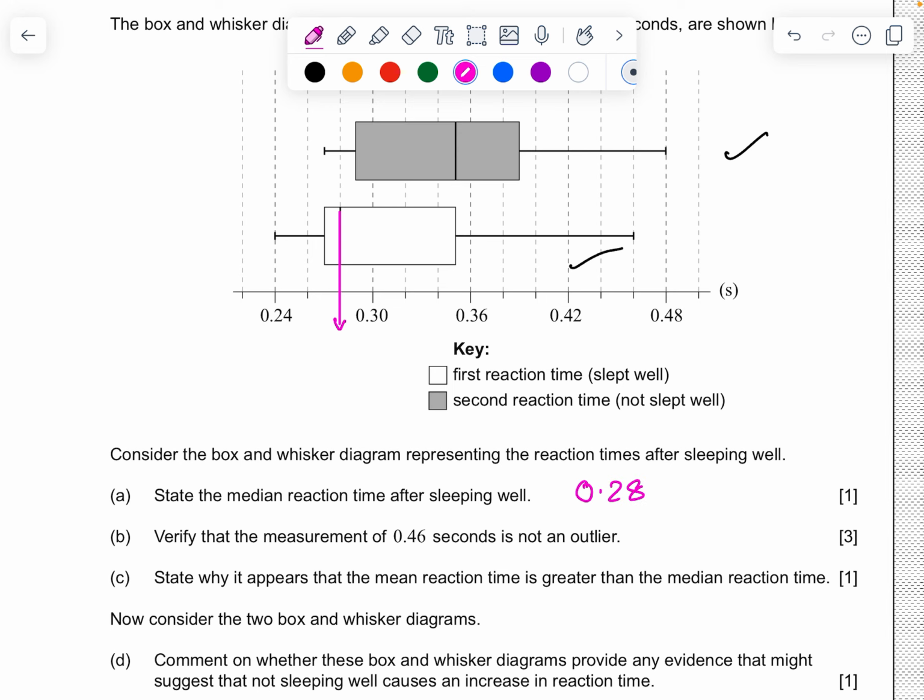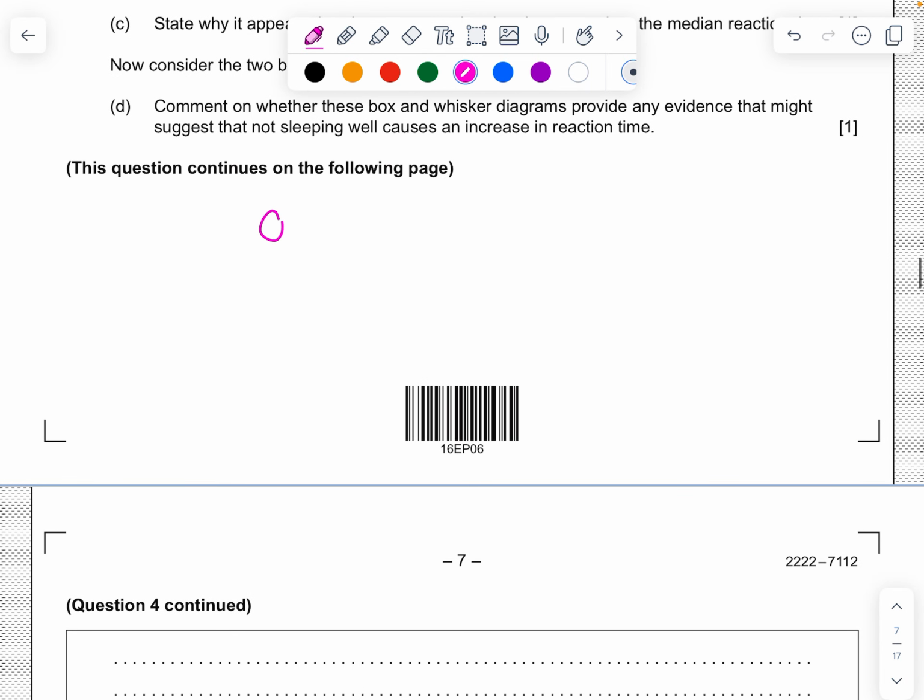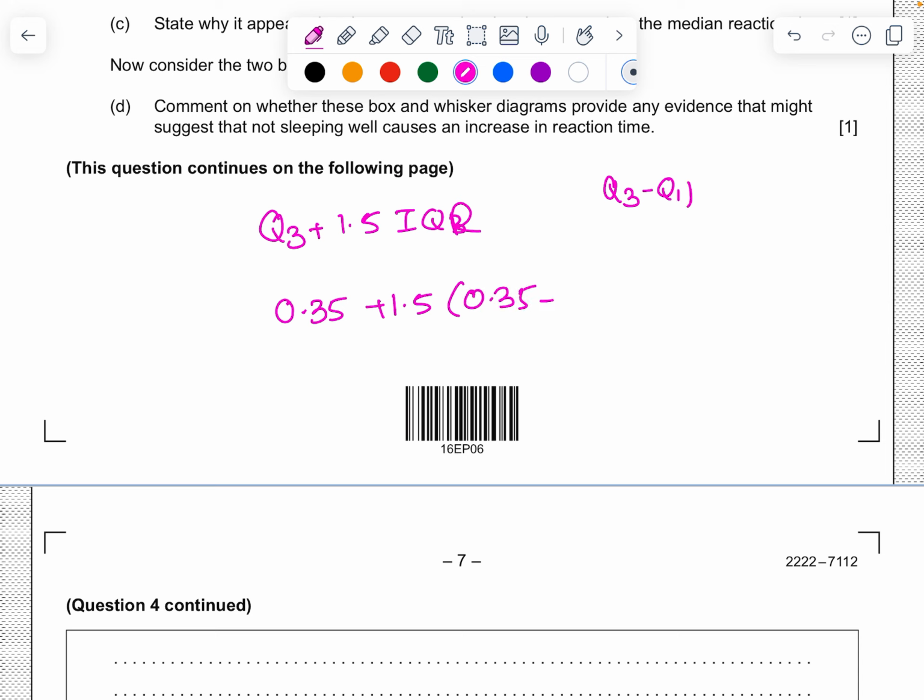Verify that the measurement 0.46 is not an outlier. For an outlier, Q3 plus 1.5 times the IQR. So the value of Q3 is going to be 0.35, plus 1.5 times the IQR. IQR is Q3 minus Q1, which is 0.35 minus 0.27. Simplify that, and you should be getting 0.46. We see that 0.46 is less than 0.47, so therefore it is not an outlier.